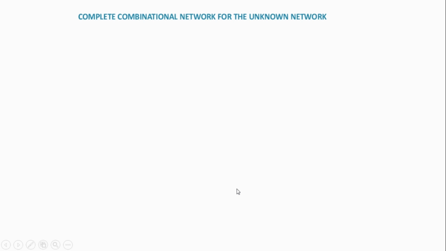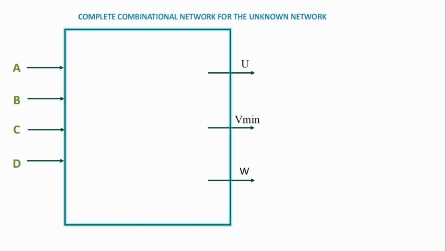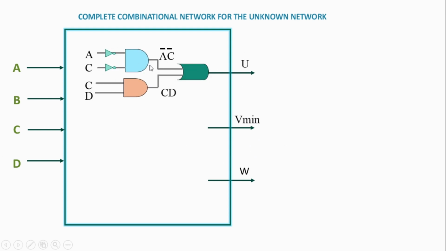So now we have the final step, the complete combinational network for the unknown network in the problem. What was the black box? There were A, B, C, D inputs and U, V, W as the outputs. What is inside, we don't know. So now we have created the circuit for U, V and W, and we just have to fill it in. For U we have created it. You know that A, C, D can be connected directly, but I am not showing it because the diagram will become complex. That's why I am not connecting it, I am just representing A, C, D.